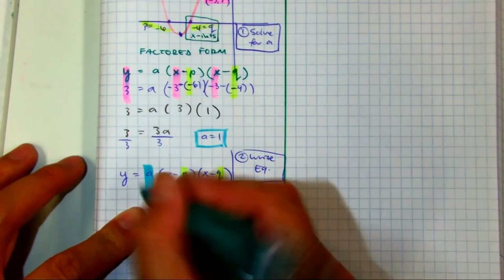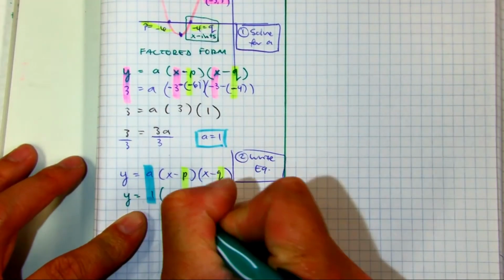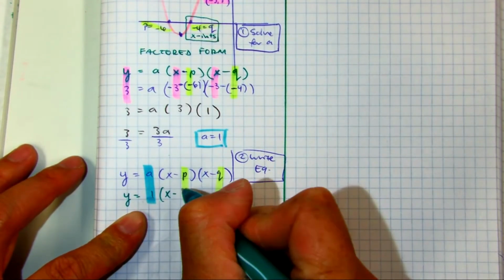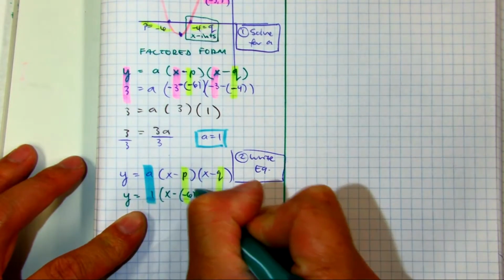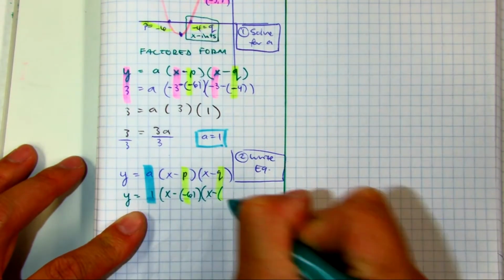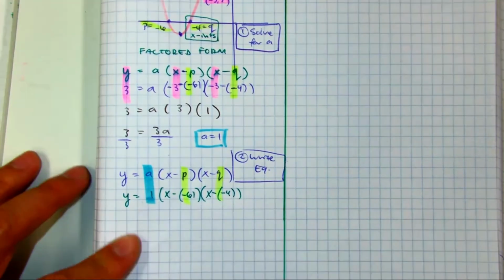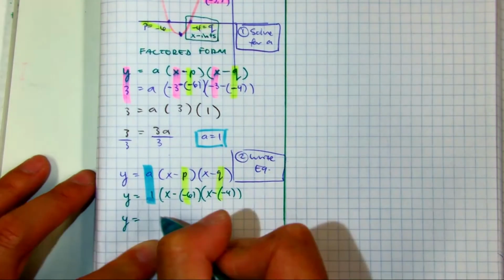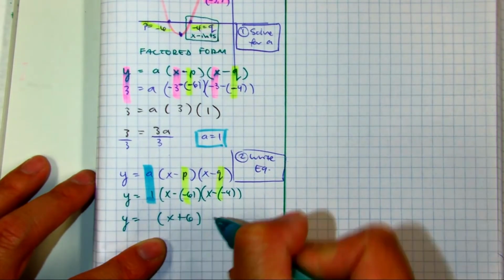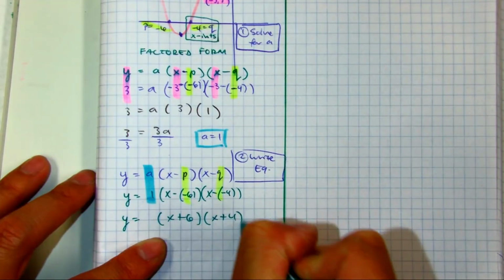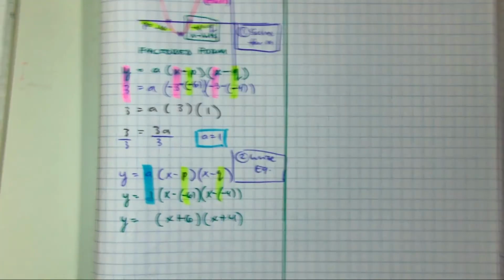So y equals 1 times x minus -6, x minus -4, y equals x plus 6, x plus 4. Raise your hand if you got that.